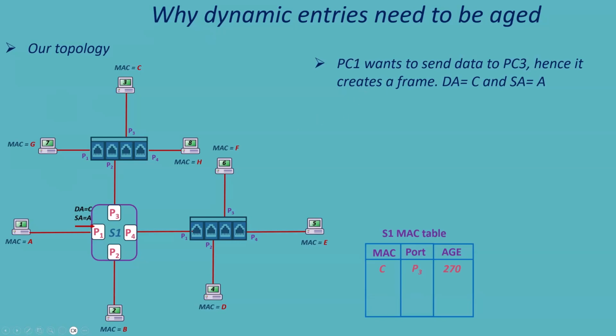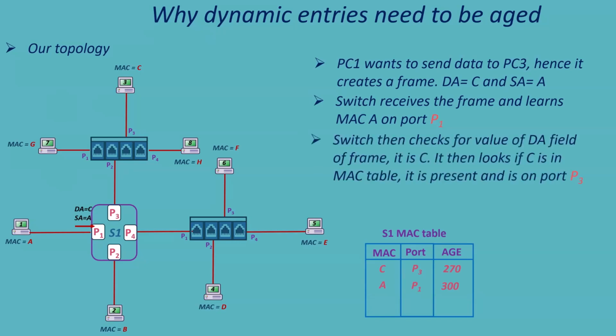So PC1 has sent the frame. Now the switch learns the MAC address A on port P1 and makes an entry with the timer set to 300. Good. And now the switch will check the destination address. It finds it in the MAC table and then it will forward it out of port P3. The hub will flood it. PC7 and PC8 will drop it and PC3 will accept it. This is how it will work.